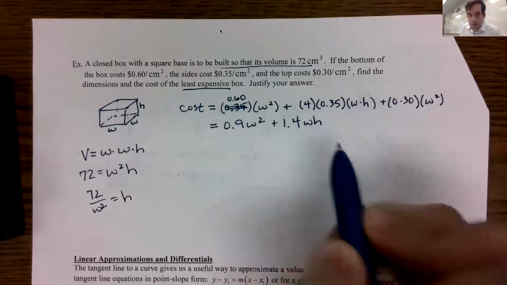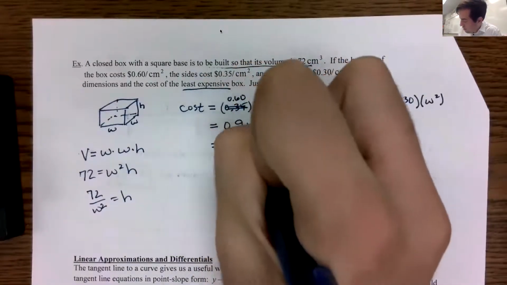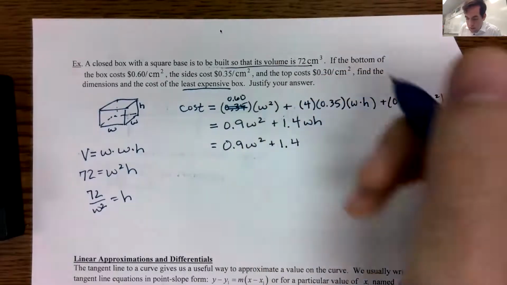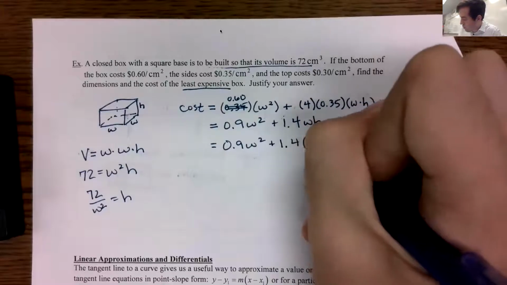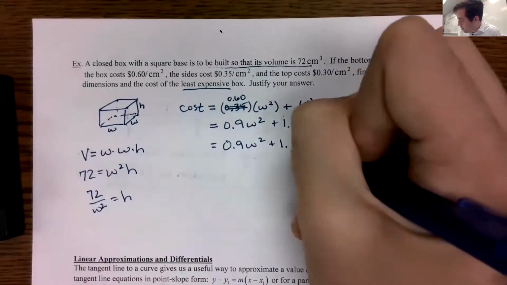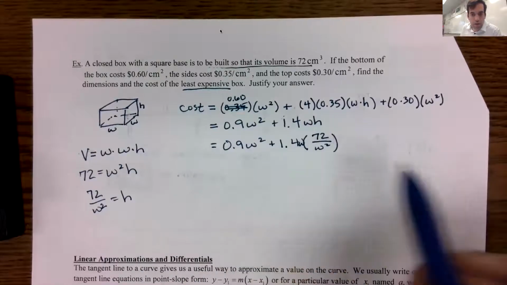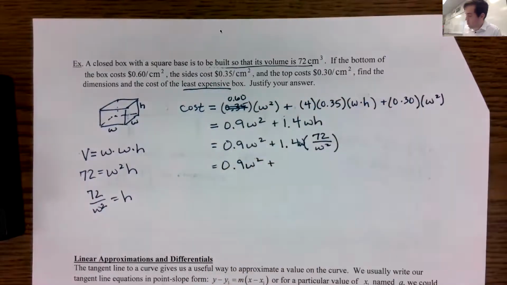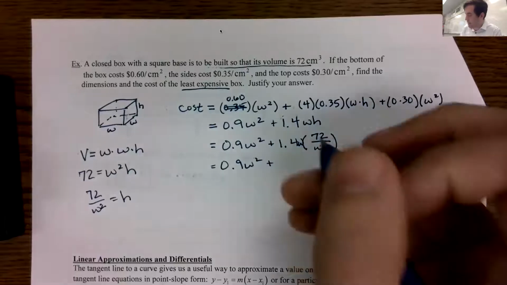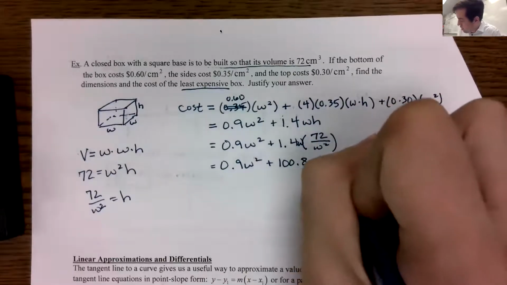And I'm going to come back over here and plug that in so that we don't have to worry about H anymore. So now this equals 0.9 W squared plus 1.4 times 72 over W squared. And you know what? There should have been a W before that. So it's 1.4 W and then this H, 72 over W squared. I'm going to simplify that. So we get 0.9 W squared plus, what's 1.4 times 72? We get 100.8. And that's W over W squared. So it's going to be W to the negative 1.